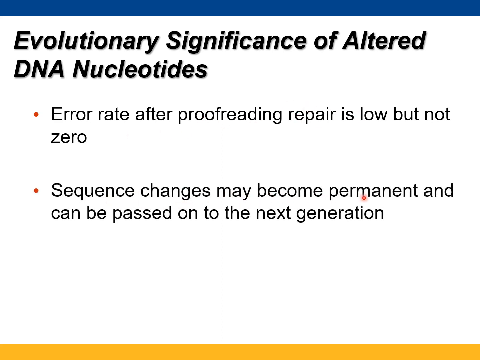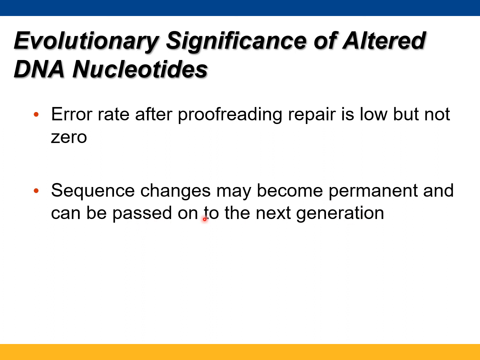And some changes may become permanent. Now, if they're permanent in a somatic cell, they're permanent for that person. And that's where we can get things like moles or tumors. Those are basically caused by genetic changes in somatic cells.